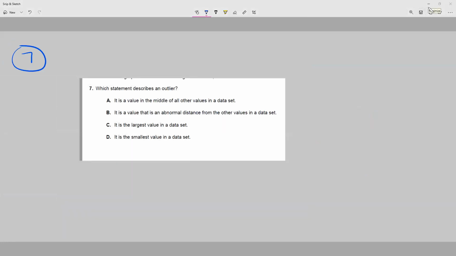Which statement describes an outlier? So I always tell students that outliers are like loners. They are points that hang out alone. So it's the value in the middle? Nope. It's the value that's an abnormal distance from the other values in the data. That sounds good. Largest, smallest? Nope, those aren't true. So yes, it is the one that has an abnormal distance from the others. So it's a loner point.